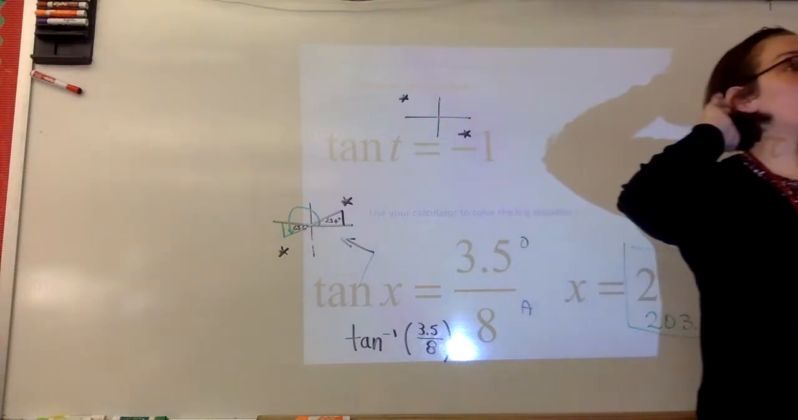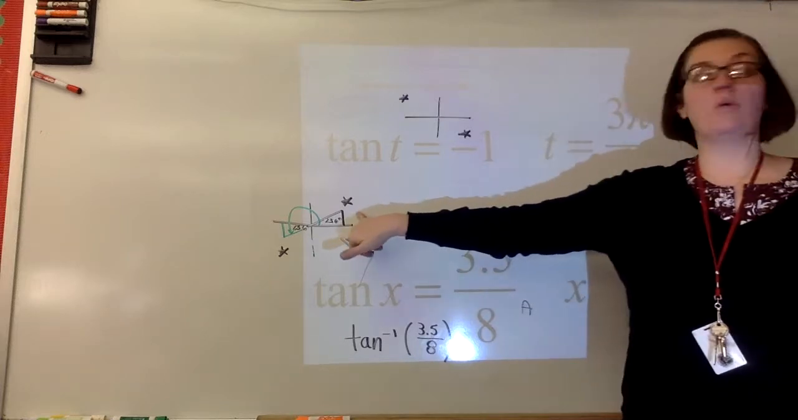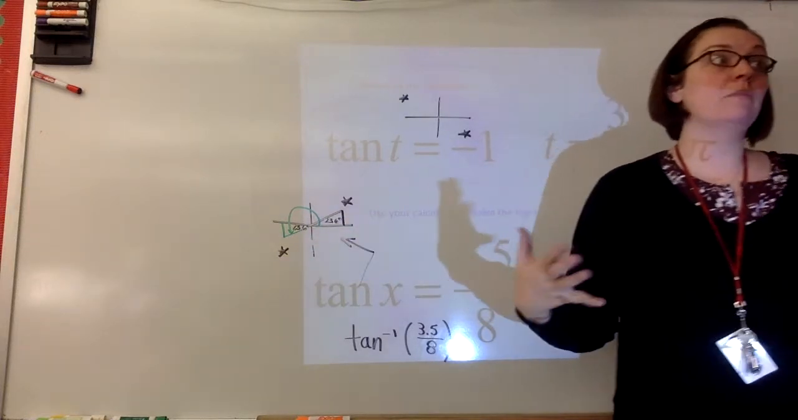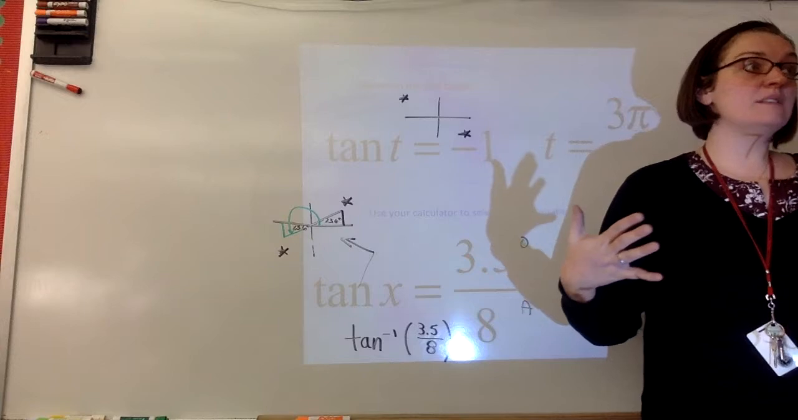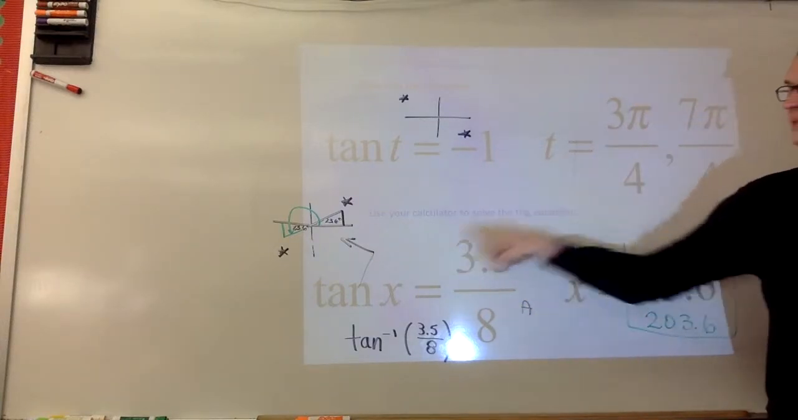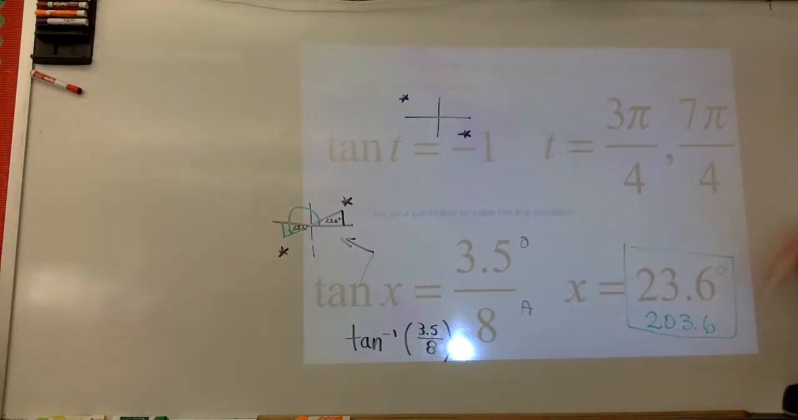Okay, so that's where we use the reference triangles in quadrant 1 and quadrant 3, which we've done before. The new part is the fact that we solve using the calculator to find quadrant 1. Then we go back and we have to apply what we know to quadrant 3.